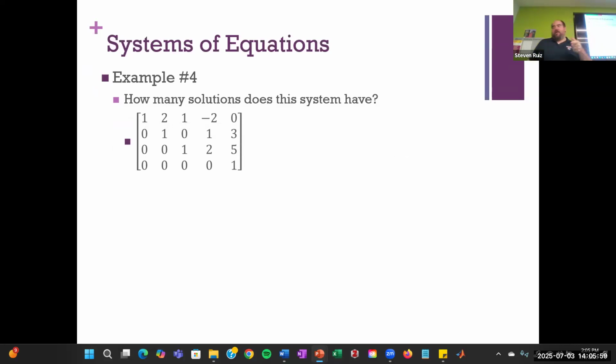So now I'm showing you a matrix in row echelon form. How many solutions does this system have? Infinitely many solutions, I gotta vote for. I gotta vote for no solutions. Uh-oh, let's find it out.